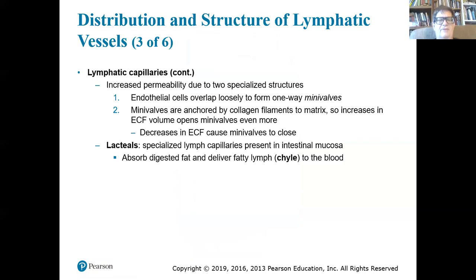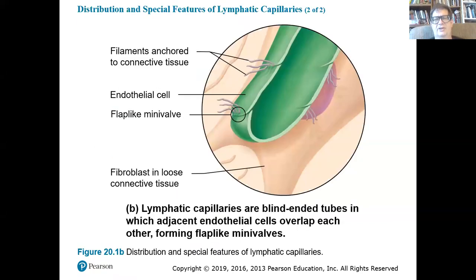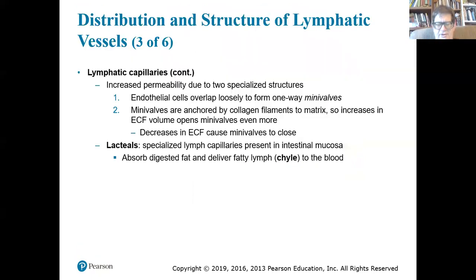All right, so lymph capillaries, they have a lot more permeability than blood capillaries. You already heard that. Due to two specialized structures. One, the endothelial cells overlap loosely to form one-way mini valves. There's the picture again. You remember, attached at the wrist side, not attached to the other side. So this endothelial cell can swing out of the way, let huge things in. Then pressure builds in the lymph capillary, snaps shut. All right.